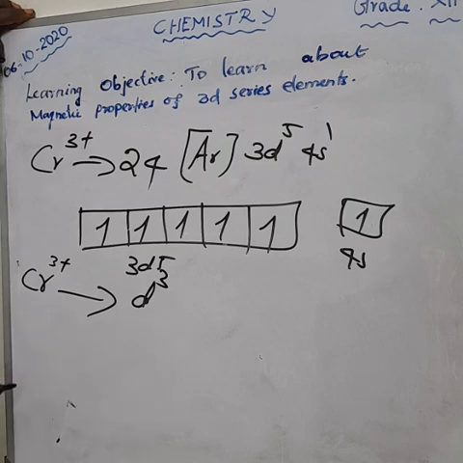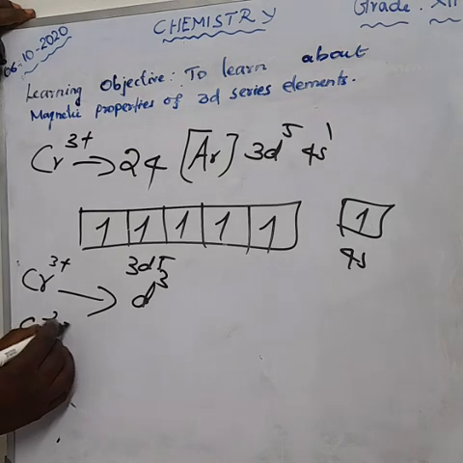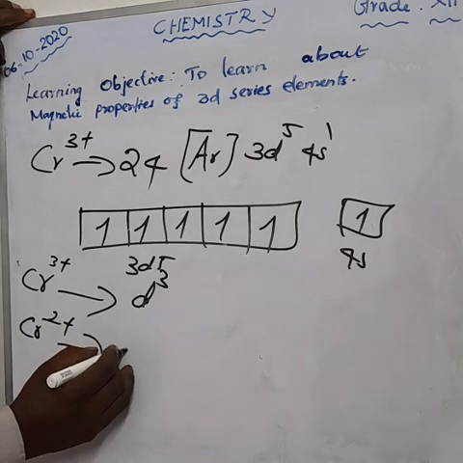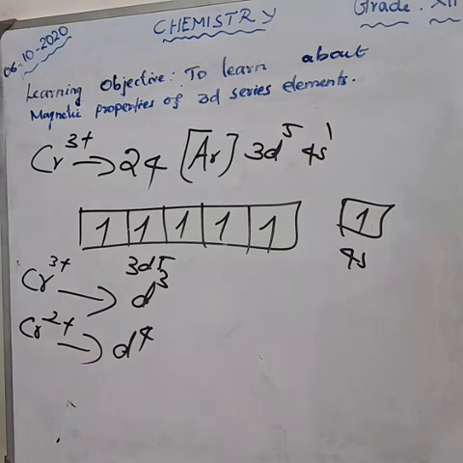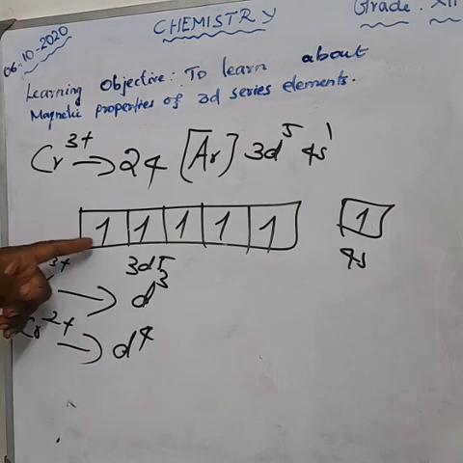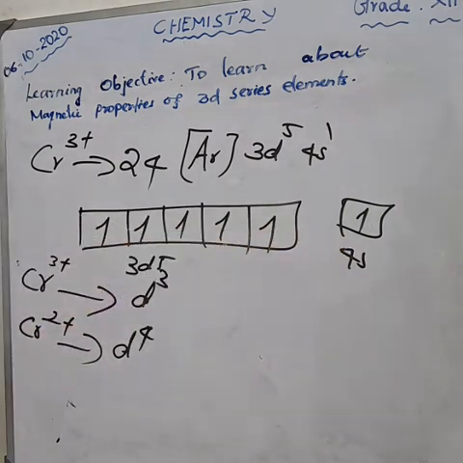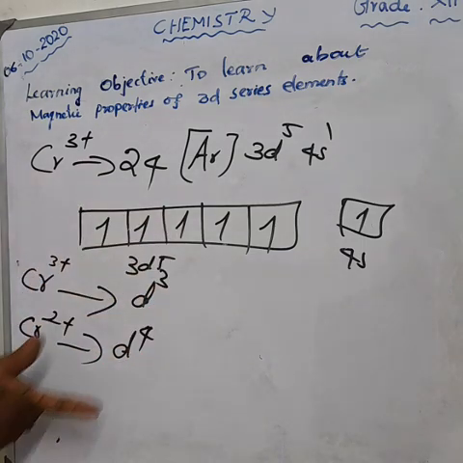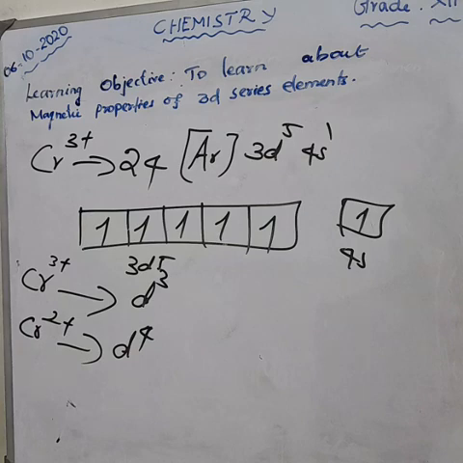Suppose Cr2+, how much configuration? Can you say what is the configuration of Cr2+? d4 configuration. Why d4 configuration? Because the outermost shell has 6 electrons. Out of 6, 2 electrons are lost. What is the remaining? You get 4. That's it. By this method, we can easily calculate the configuration of 3d series ions.